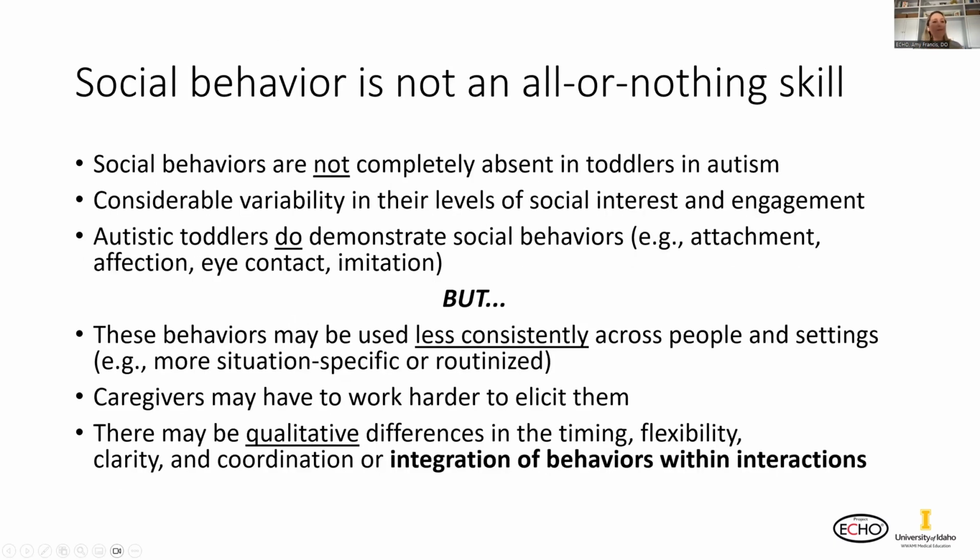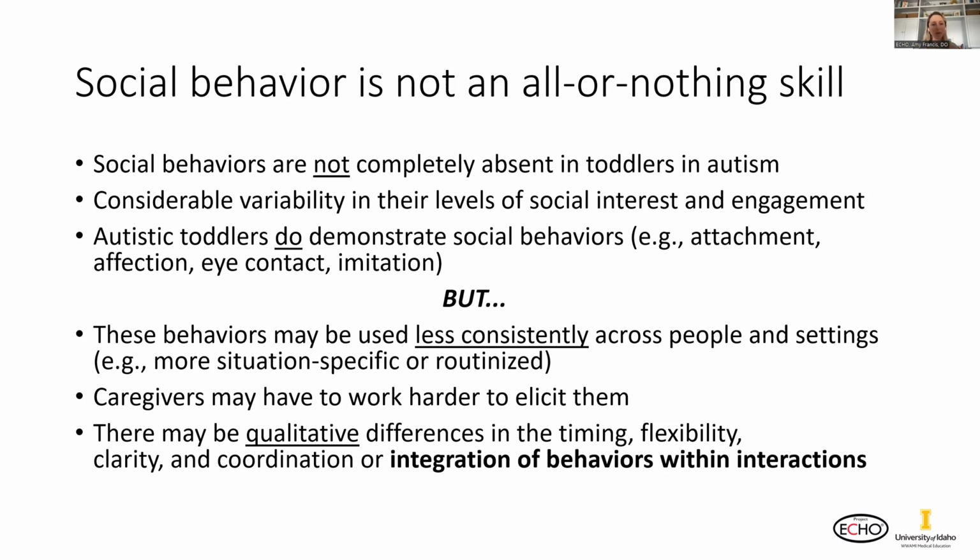As we mentioned earlier, Jamie, I think you said this as well, social behavior is not an all or none skill. So they are not completely absent in toddlers with autism. There is just considerable variability in their levels of social interest and engagement. And as Jamie mentioned, autistic toddlers do demonstrate social behaviors. They have attachment to parents. They show affection. They give eye contact, and they imitate. But these behaviors occur less consistently across people and settings. They might be more situation specific, or as I mentioned, routinized, kind of learned by rote. Caregivers may have to work harder to elicit them.